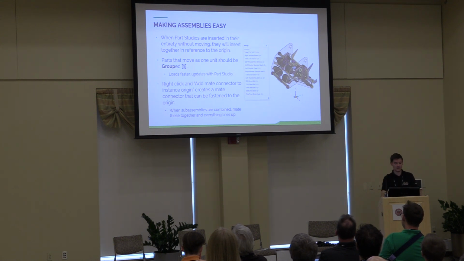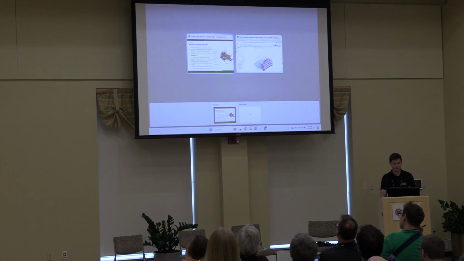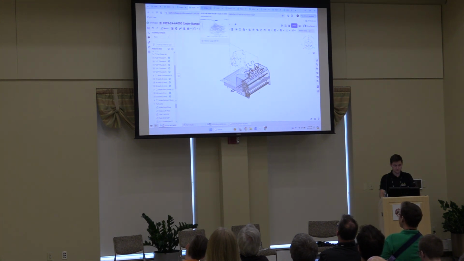And of course, you can also then add a main connector to the instance origin, and then tie it to the origin, and just like that, with a group and one fasten mate, you can generally have all of the custom components for an assembly stuck together. They will parametrically update if the Part Studio does, but it just saves an ungodly amount of time. So let's take a look at that real quick.